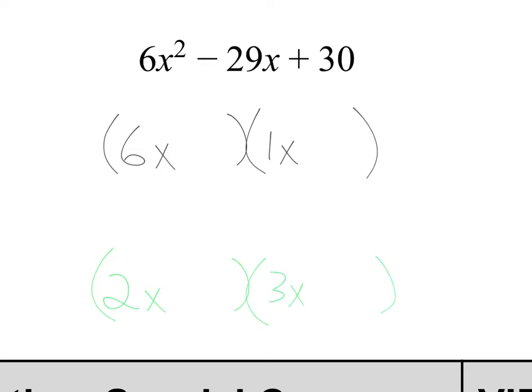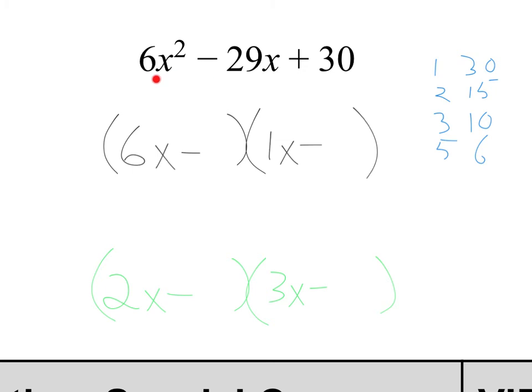I do know that it has to result in a product of 30. So these numbers that go here have to be factors of 30. And it has to sum up to be negative 29. Since this is positive, both signs have to be the same. Since this is negative, they're both going to be minuses. Okay. So let's think of 30s. Well, factors of 30, it's going to be 1 and 30, 2 and 15, 3 and 10, 5 and 6. It's going to be one of those combos.